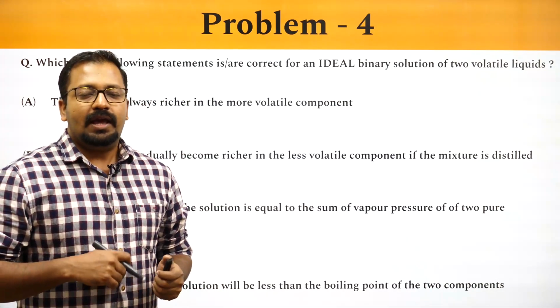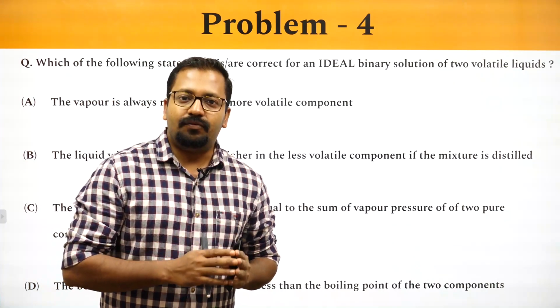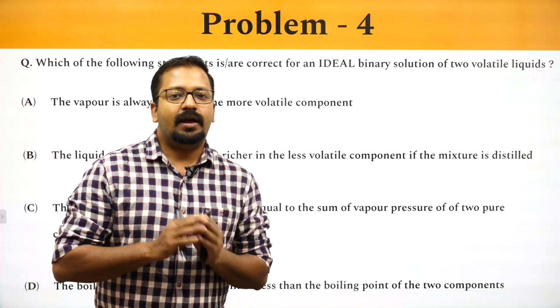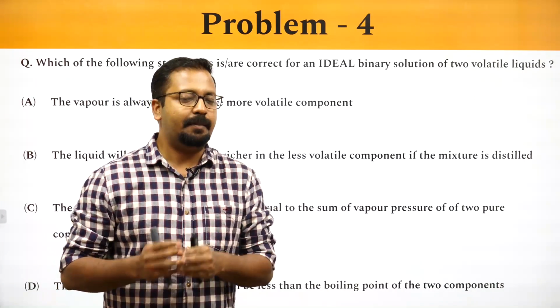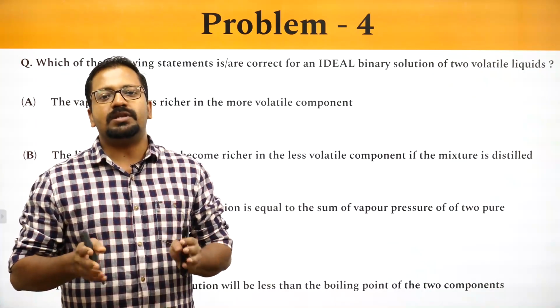Okay? Now, an example of an ideal solution will be CCl4 and carbon disulfide, benzene and toluene, hexane and heptane. क्यों हम इनको आइडियल बोल देते हैं? बिकॉज इनके प्रॉपर्टीज ऑलमोस्ट अलाइक हैं.